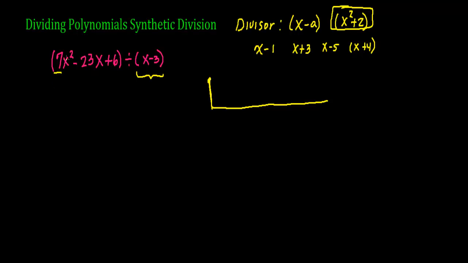7, and make sure that this is written in standard form before we start writing down the coefficients. Okay, so this is written in standard form, which means descending order of exponents. So I have a 7, write 7, and then the next coefficient is negative 23, and the last one is a 6. And there you have your setup.